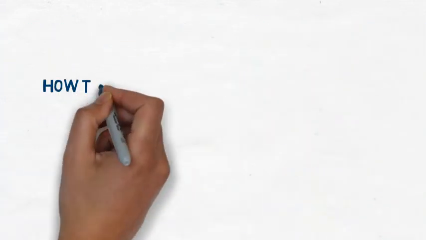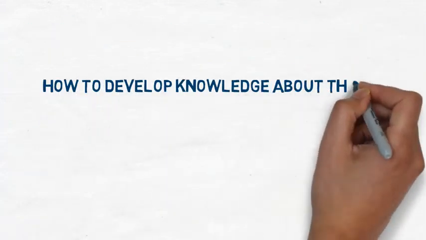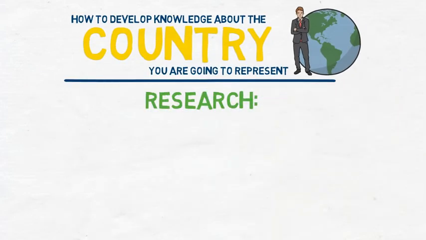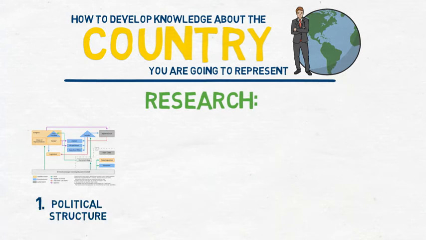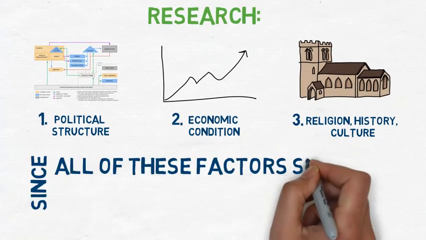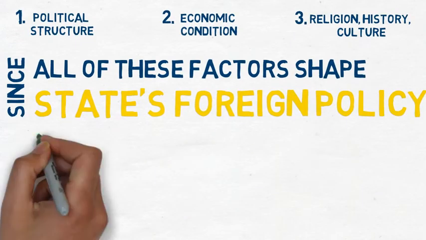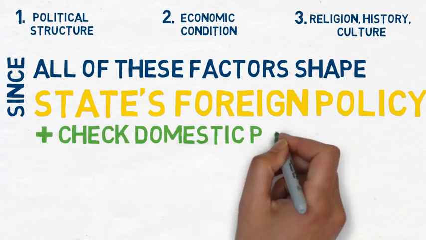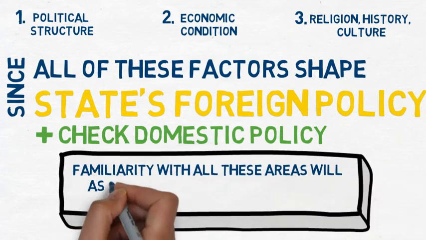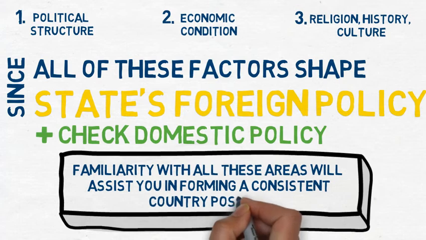Now, let's take a look at how to develop a basic knowledge about the country you are going to represent as a delegate. You may begin by researching the political structure of the country, its economic condition, religion, history, and culture, since all of these factors shape a state's foreign policy. Also, do not overlook aspects of your state's domestic policy, as familiarity with all these areas will assist you in forming a consistent country position.